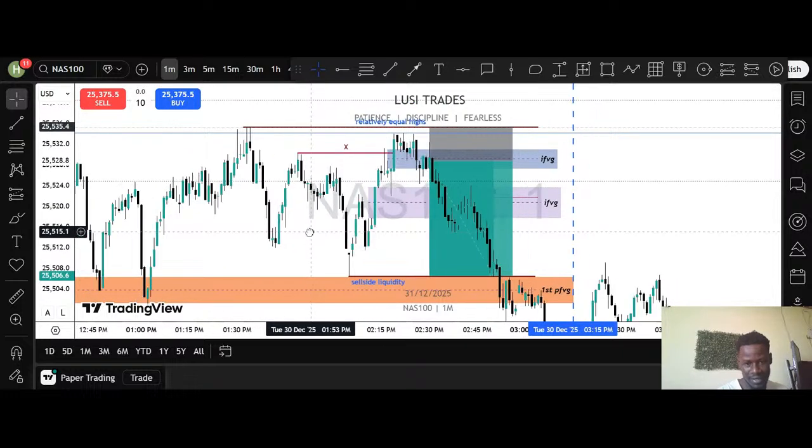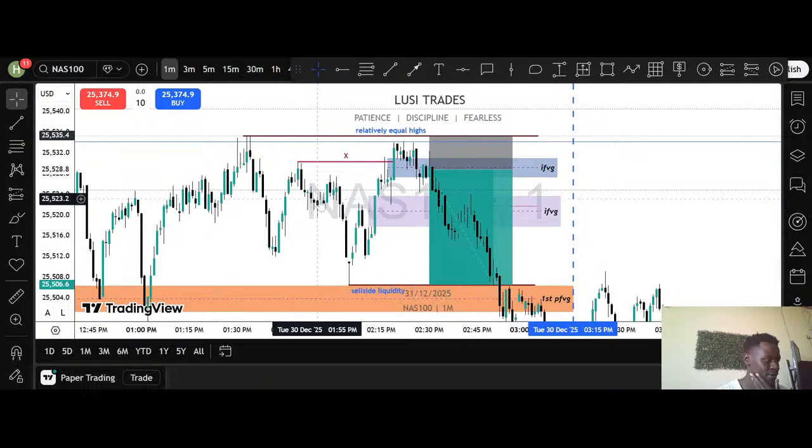Yesterday night we were interested in those shorts. Immediately we took out this short-term high here. Price failed to take out the 1:30 p.m. session high, buy side liquidity. It created another short-term high, took out this low, and then took out this high, but failed to take out the 1:30 p.m. session buy side liquidity, creating some relatively equal highs there.